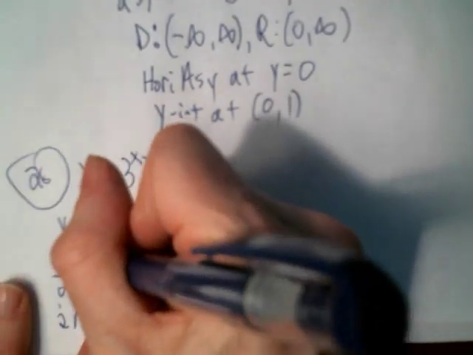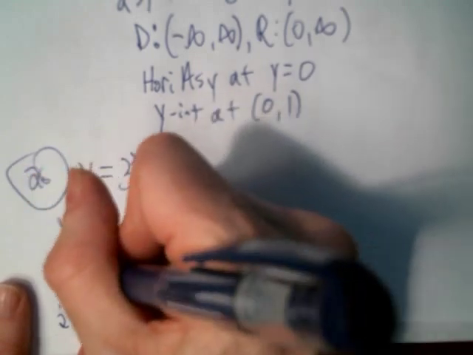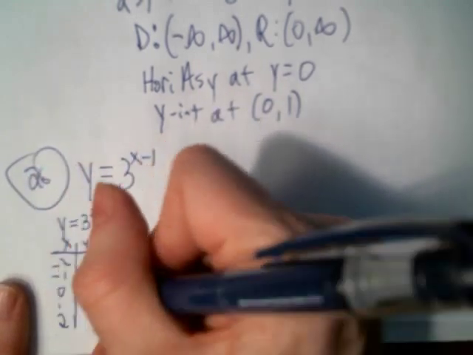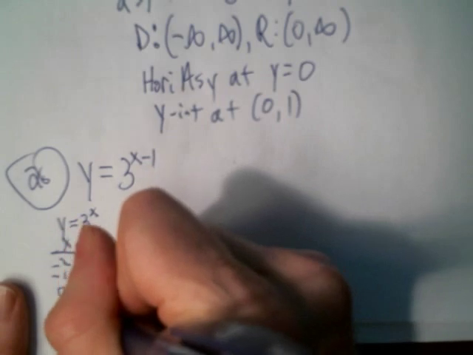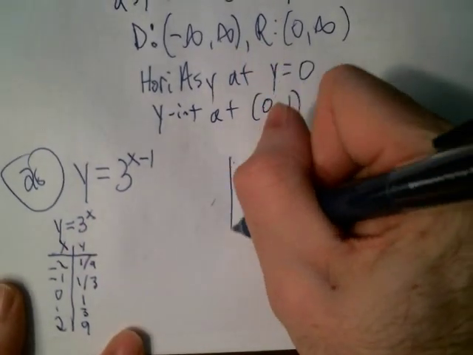3 to the -2 is 1/9. 3 to the -1 is 1/3. 3 to the 0 is 1. 3 to the 1 is 3. And then we have 9. Graph that.